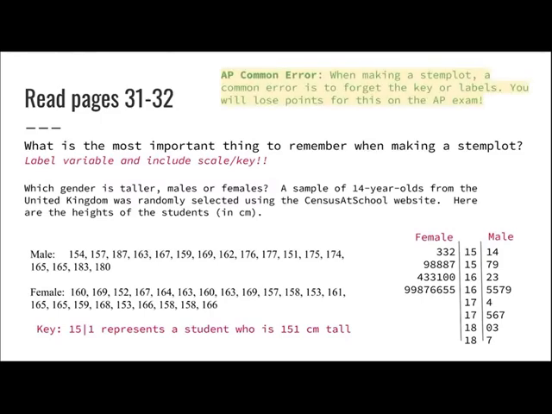So an AP common error in this is when making a stem plot, a common error is to forget the key or labels. You will lose points for this on the AP exam. Don't lose points for such a silly error.